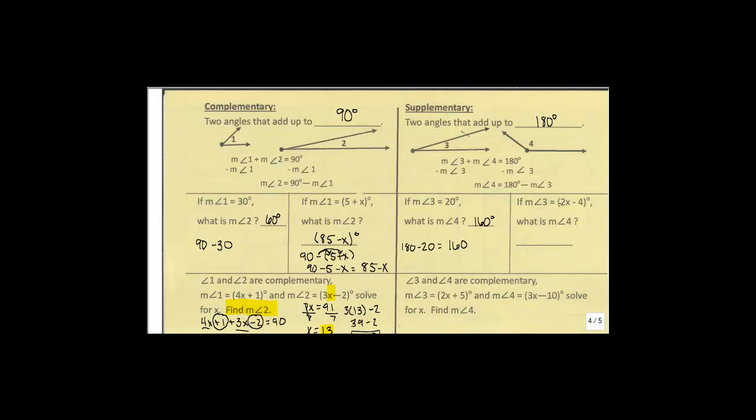Okay, this one says that the measure of angle 3 is equal to 2x minus 4. What is the measure of angle 4? So just like the one before, you're going to take 180 and subtract in parentheses 2x minus 4. And then that negative will go in front of the 2, and it will also go right here. So then it will become 180 minus 2x, and then minus a negative becomes a plus 4. 180 plus 4 is 184 minus 2x. So your measure of angle 4 is 184 minus 2x degrees.